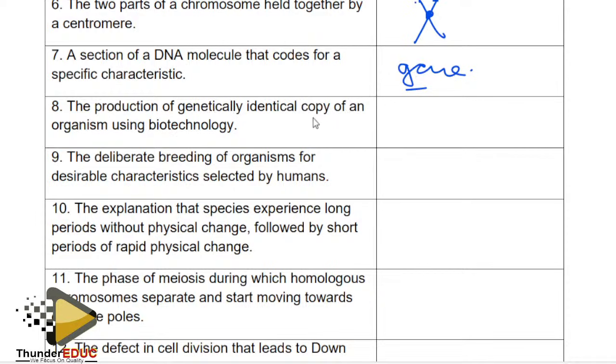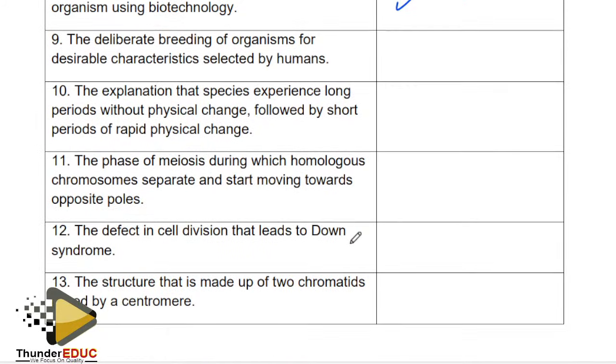The production of a genetically identical copy of an organism using biotechnology. So you produce the same individuals which are identical. We call it cloning. The deliberate breeding of organisms for desirable characteristics selected by humans. You can talk about artificial selection, because you select artificially, with the help of manpower. What you want is what you make the organism to continue. But if it was done naturally, then it would have been natural selection.